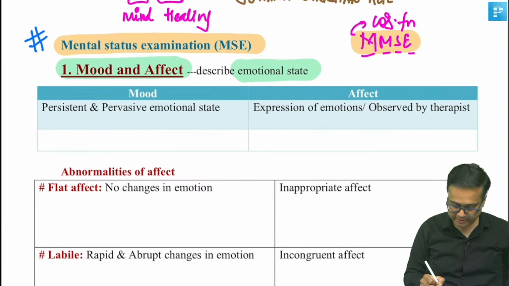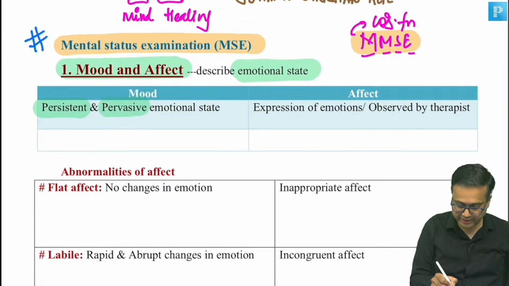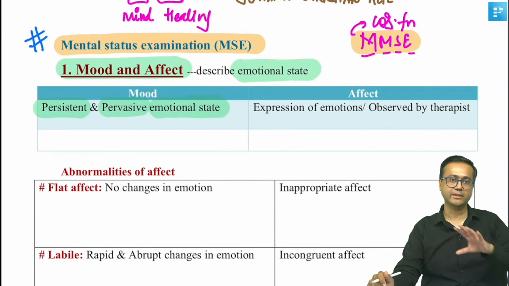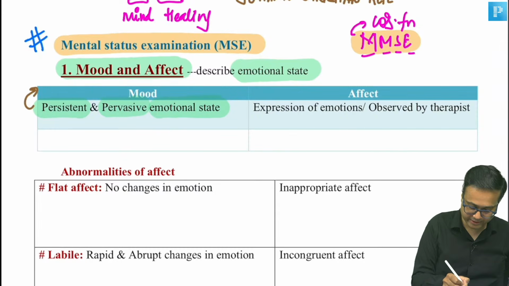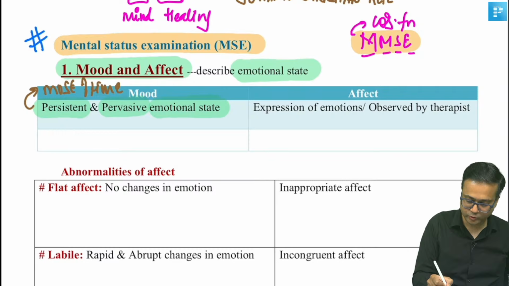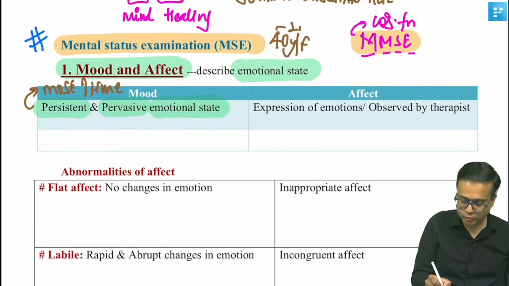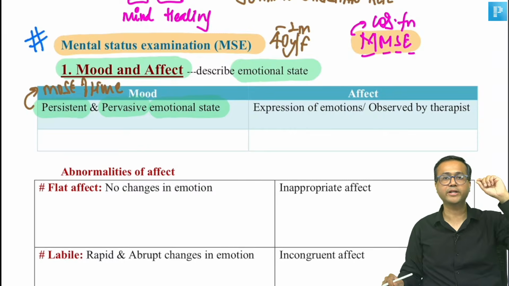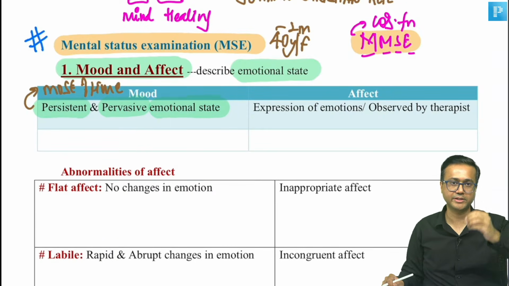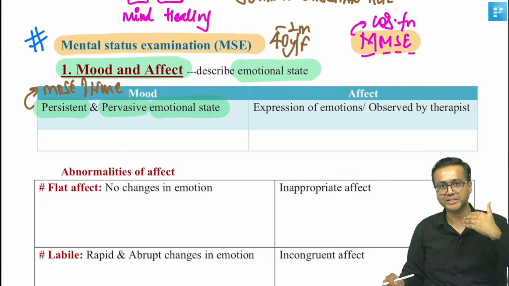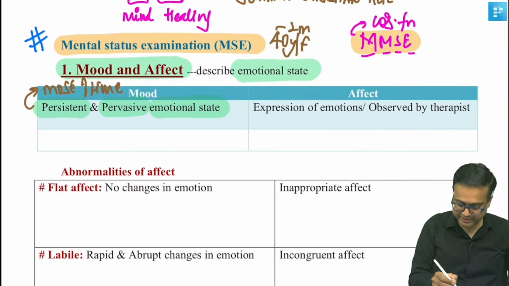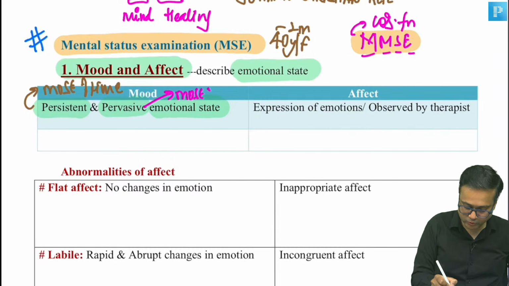Now mood is a persistent and pervasive emotional state. Beta, it's an emotional state which is persistent. What do you mean by persistent? That is, it is present most of the time. So let us say a 40-year-old female comes to the clinic and says, sir, for the past 2 months, whether it is morning, afternoon, or evening, I am feeling sad. So can I say the sadness, the emotional state, is present most of the time. And pervasive means it is present in most places.